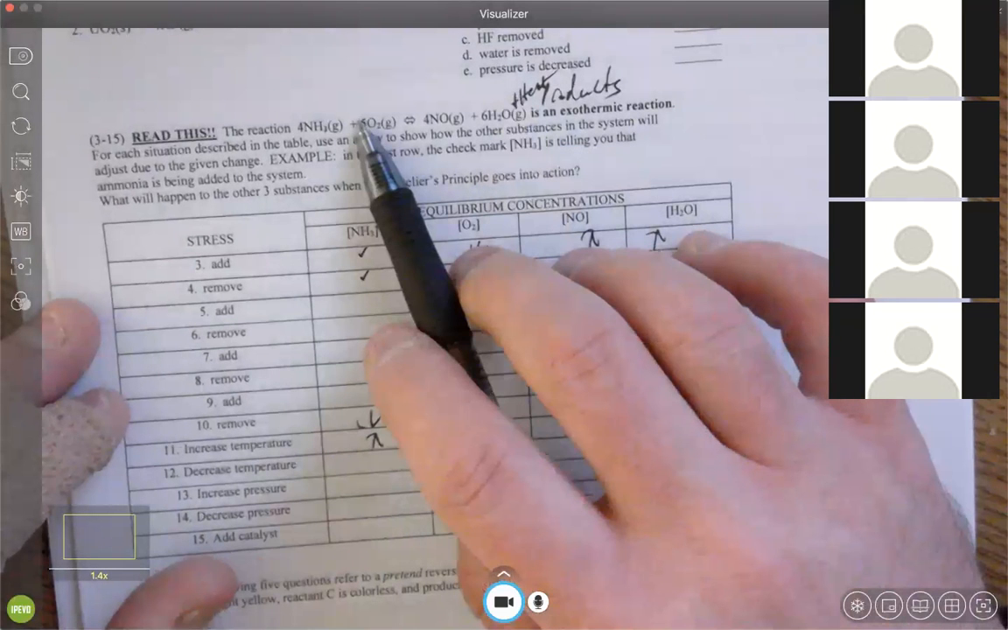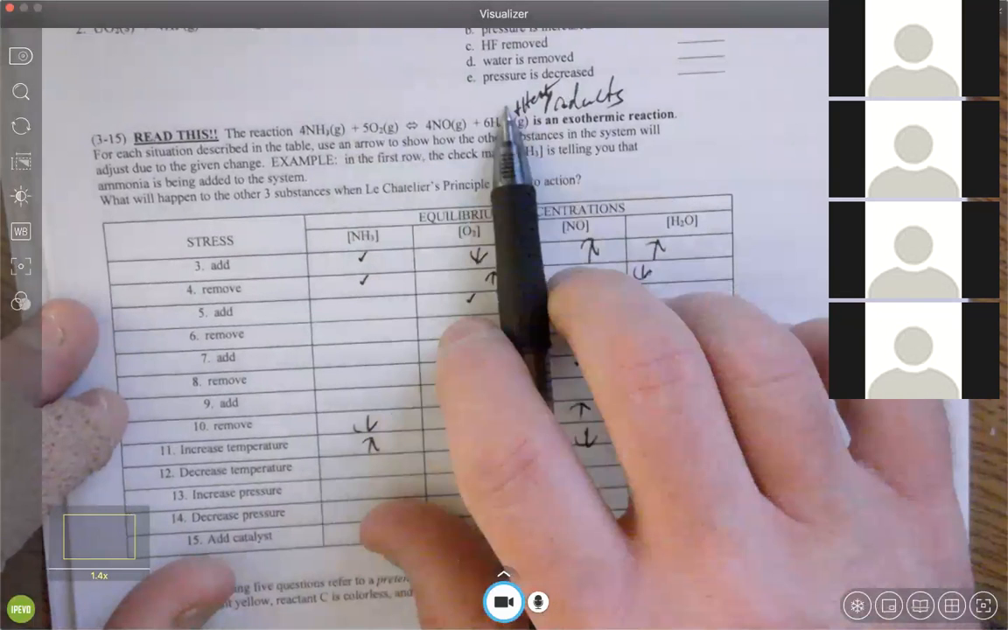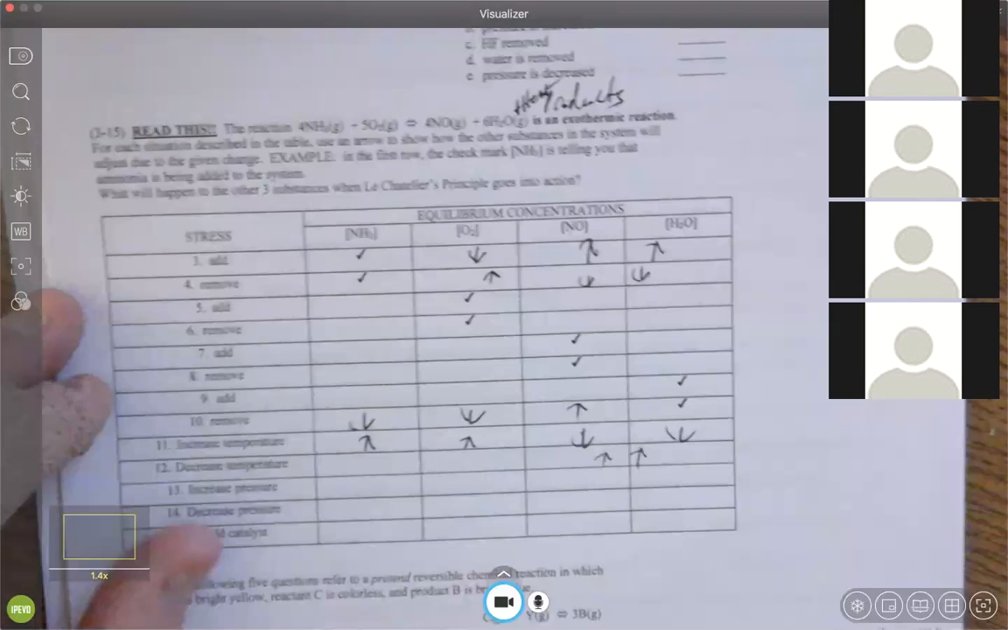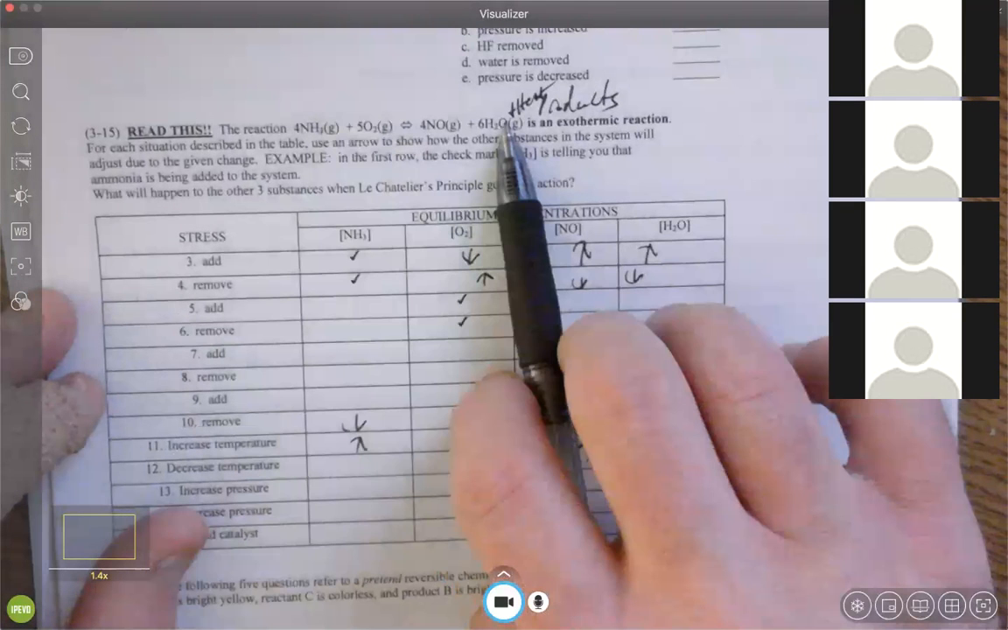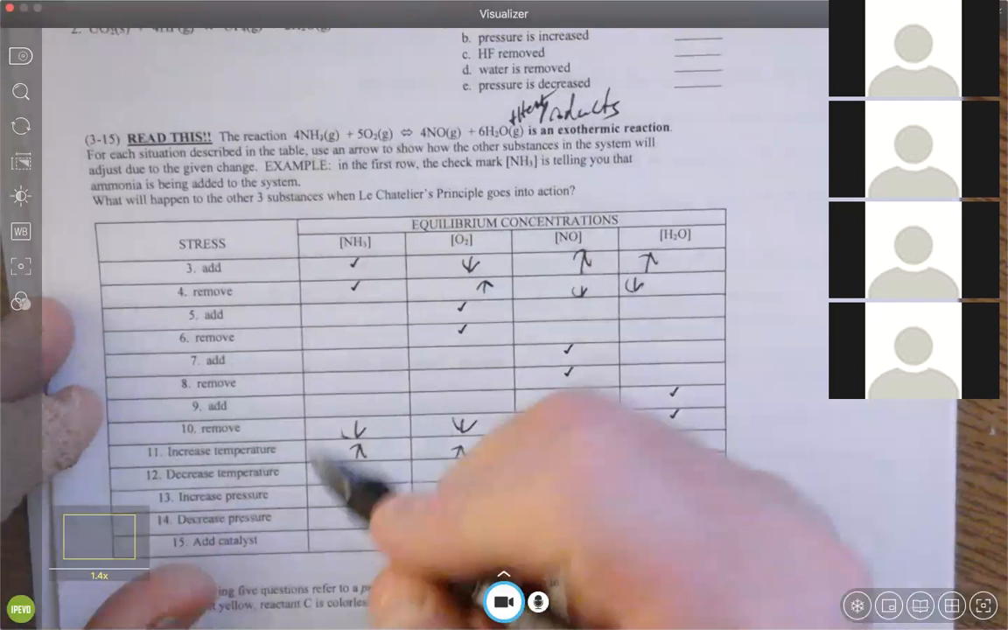And keep it in mind, as it makes more heat, it's going to end up making these two. So their concentration will go up. And what does it use to make these things and heat? It uses the reactants. So their concentration will go down.